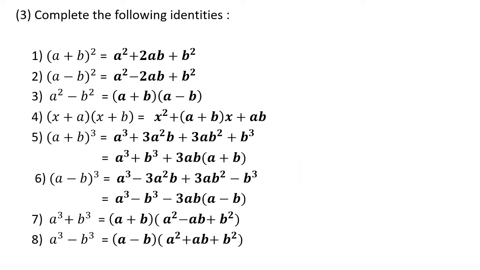These identities are very useful in 9th standard. At the same time, they are useful in 10th standard, even in higher standards when you go to college, and if you take commerce or science, they are very useful in the math subject.